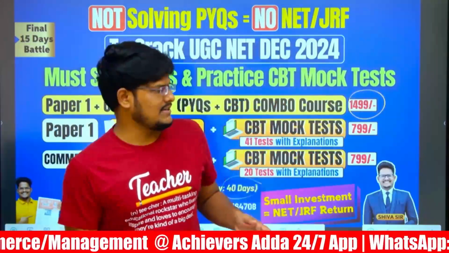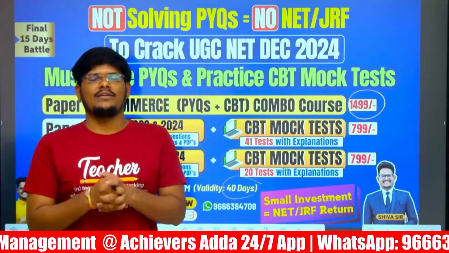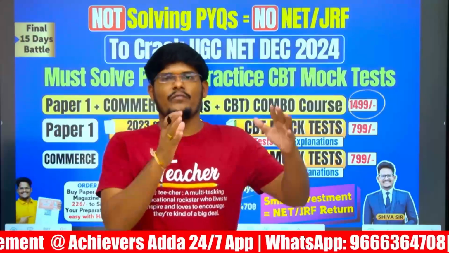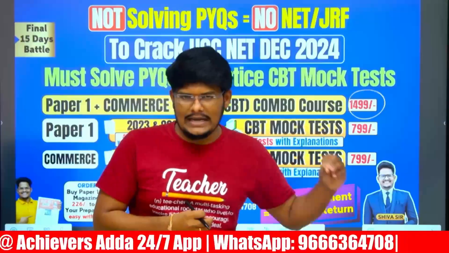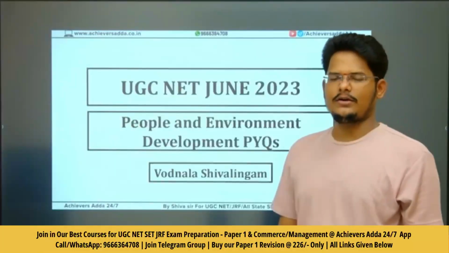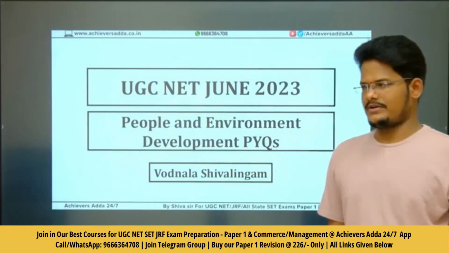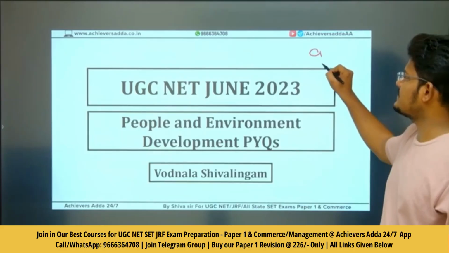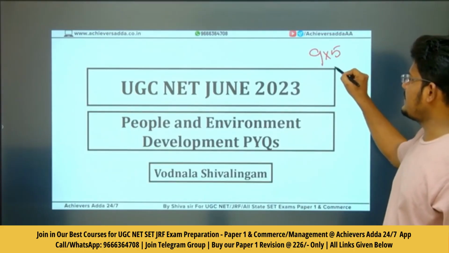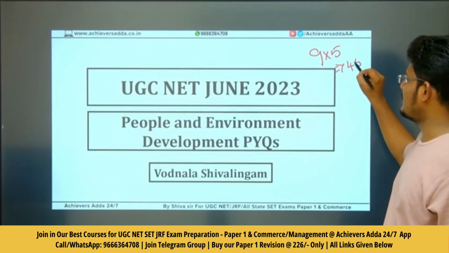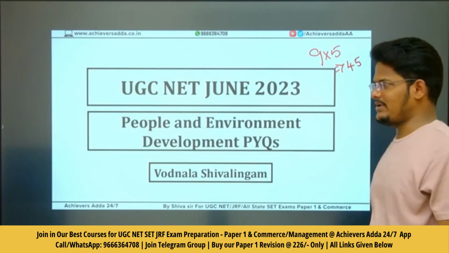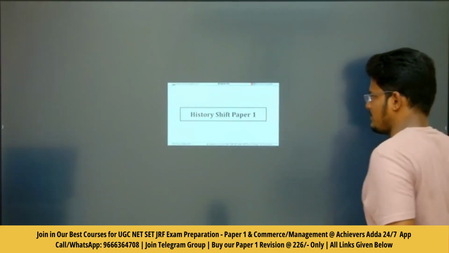Let's start this session without delay. People and environment, previous year questions of June and December 2023. All the shifts of the 2023 previous year questions. There will be a total of 9 shifts in this, with 5 questions in each shift. The target is to cover 45 questions first. Later we'll jump into the December 2023 PYQs.